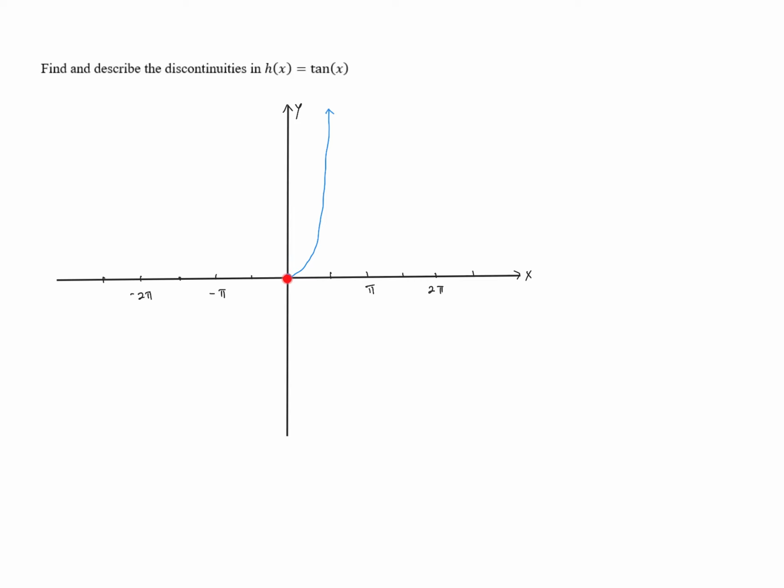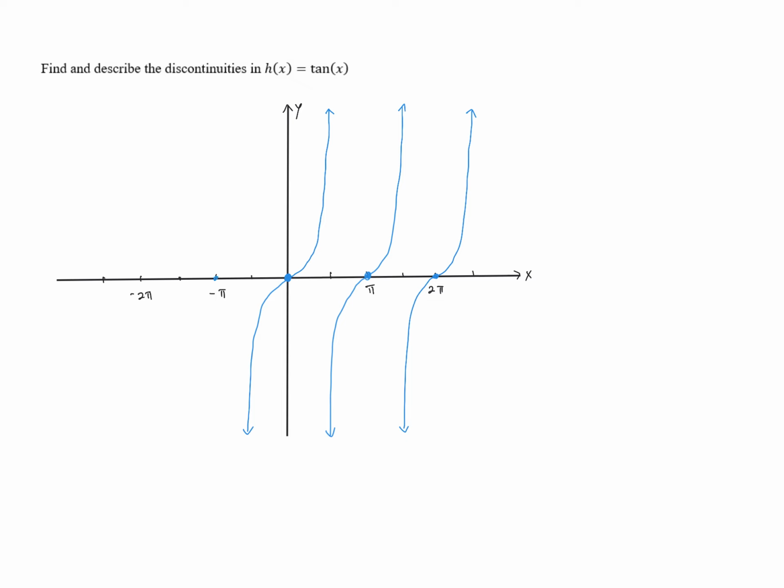And then on the other side, it is going downwards towards negative infinity, asymptotically. And this repeats every pi. So at pi, we have the same thing. It's going to go upward towards infinity. And then before that, it goes downwards towards negative infinity. And the same thing is true with 2 pi, upwards towards infinity and downwards.